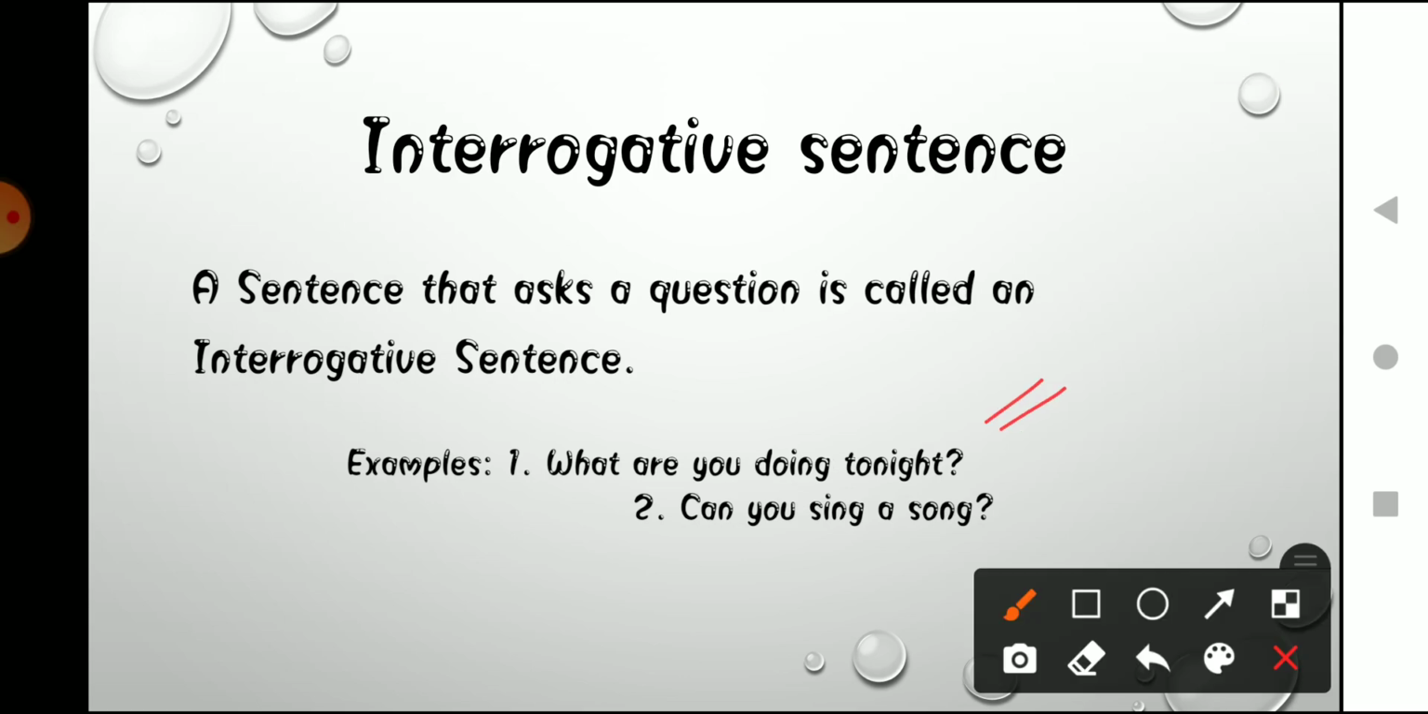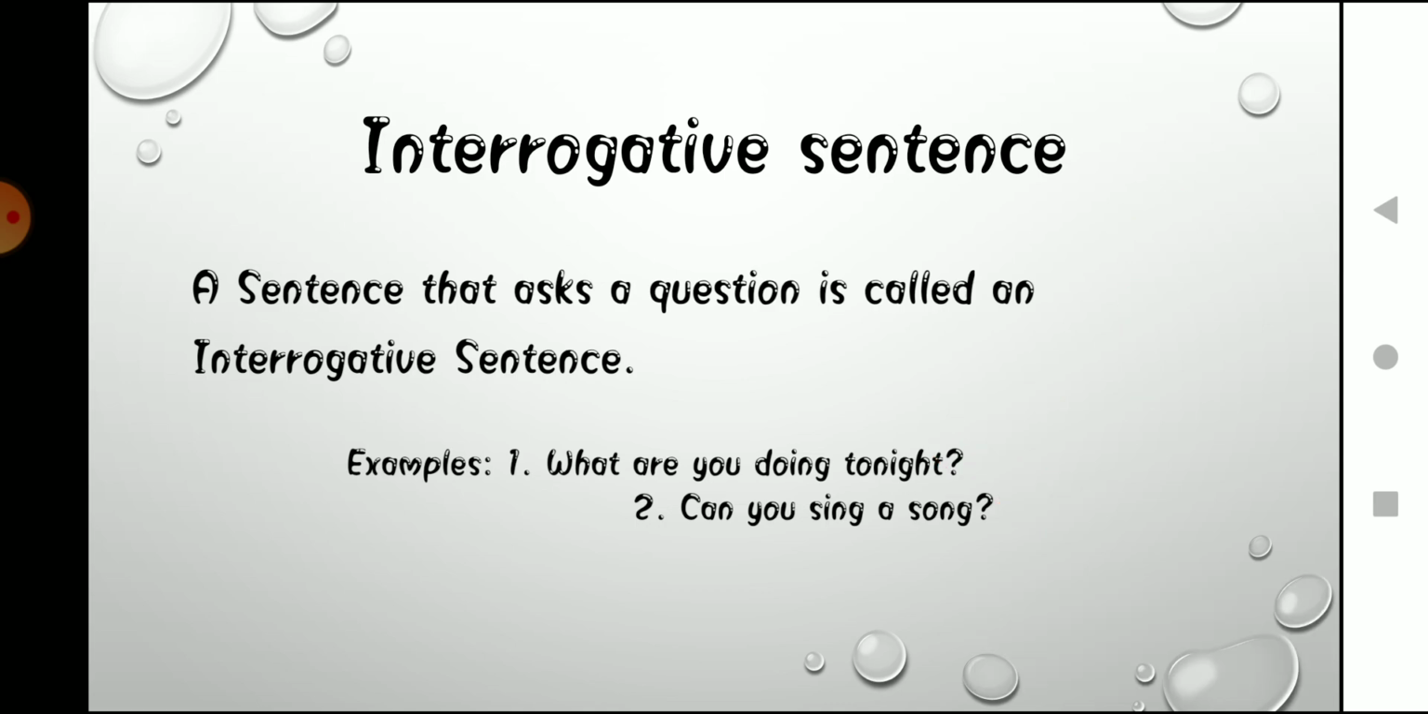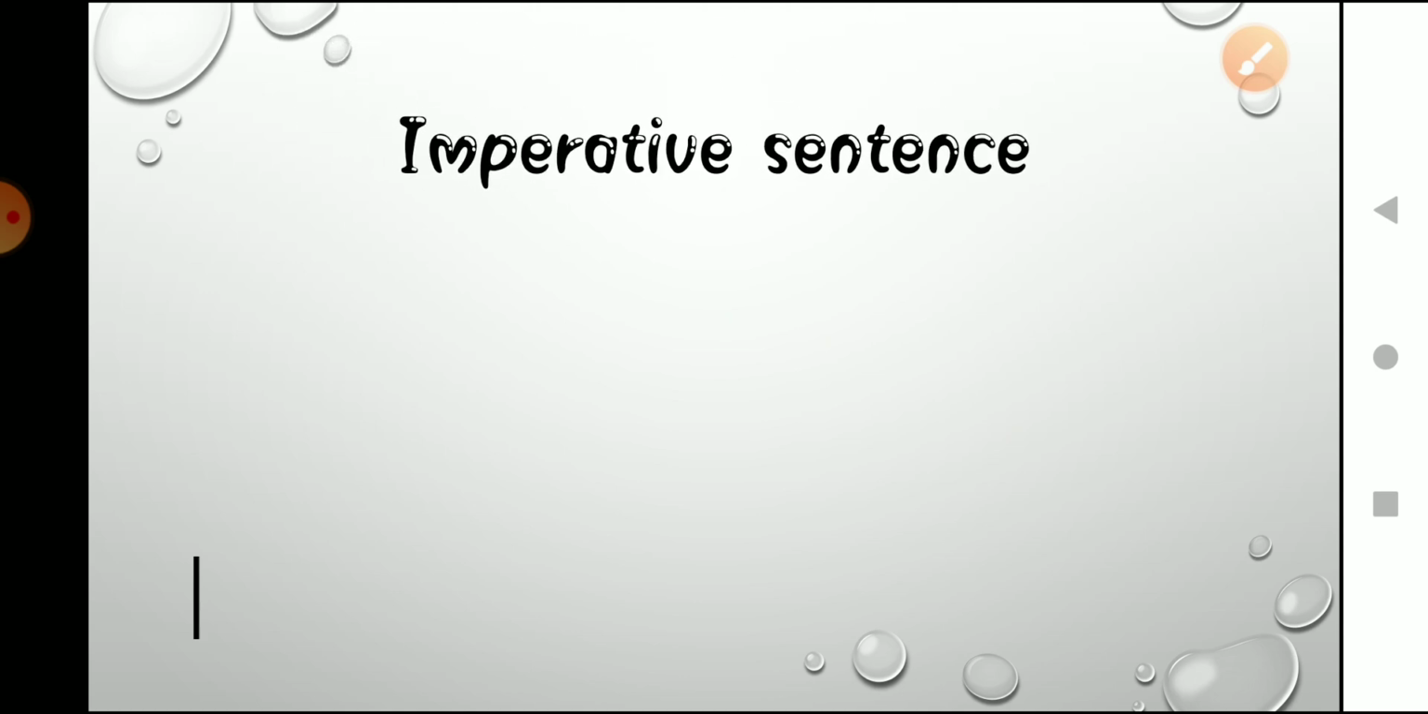The second example, written here, is "Can you sing a song?" It is also an interrogative sentence. The basic way to identify an interrogative sentence is that it will always contain a question mark at the end of it, right? As we all read, there are some sentences which contain a question mark, and those sentences are basically interrogative sentences.